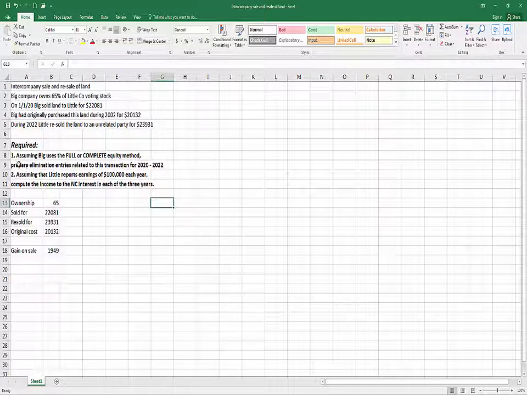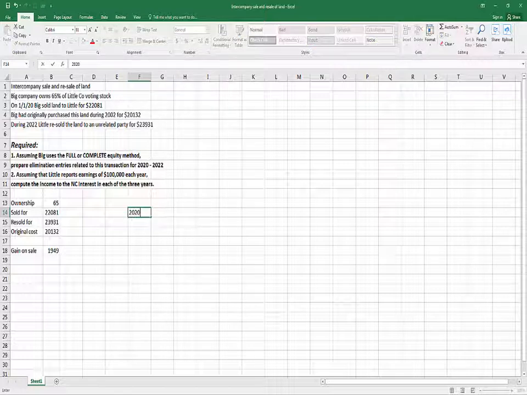And again, this says prepare elimination entries related to this transaction. That means all I'm looking for are the intercompany transaction elimination entries. No S, no A, no I, no D, no nothing like that. Just the entry related to this intercompany sale of land.